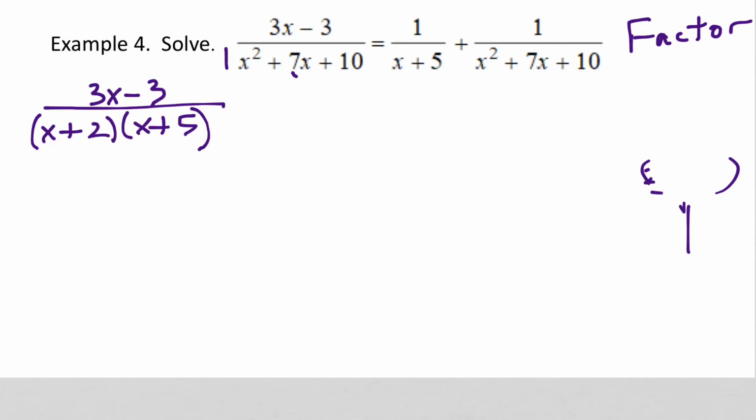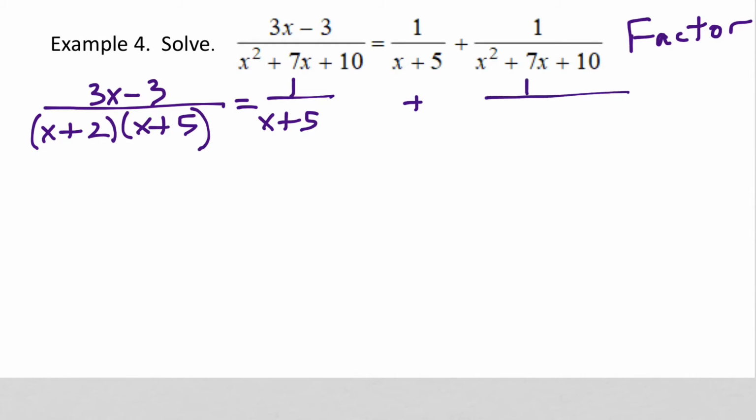All right, and then I've got equals 1 over x plus 5. I space it out a little. And then I've got that same quadratic in the bottom, x plus 2, x plus 5.